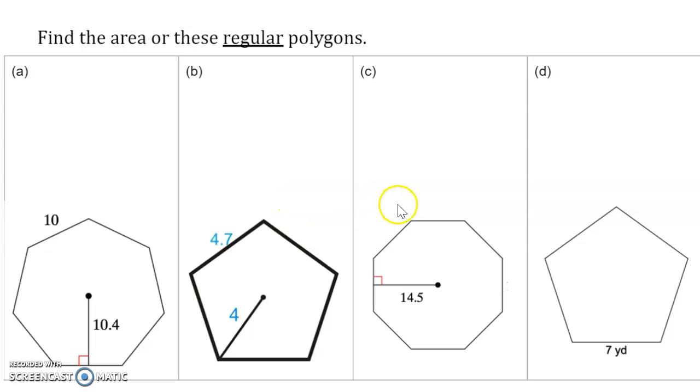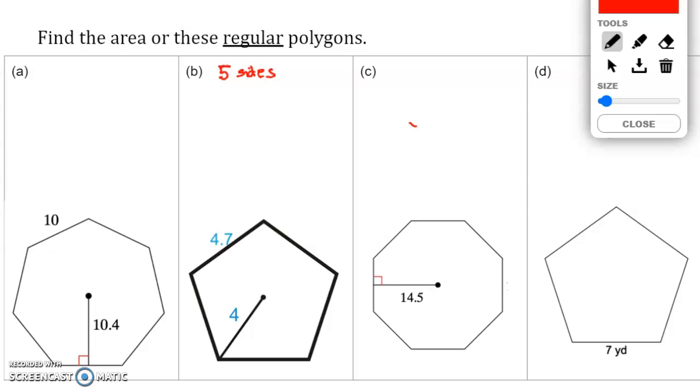Okay, and it's the same principle being used for C as to D, right? So let's see if we can work on those. Okay, so for B, the first thing I'm going to do is count how many sides we have. We have 5 sides, that means it's a pentagon. And I can draw my triangle here.